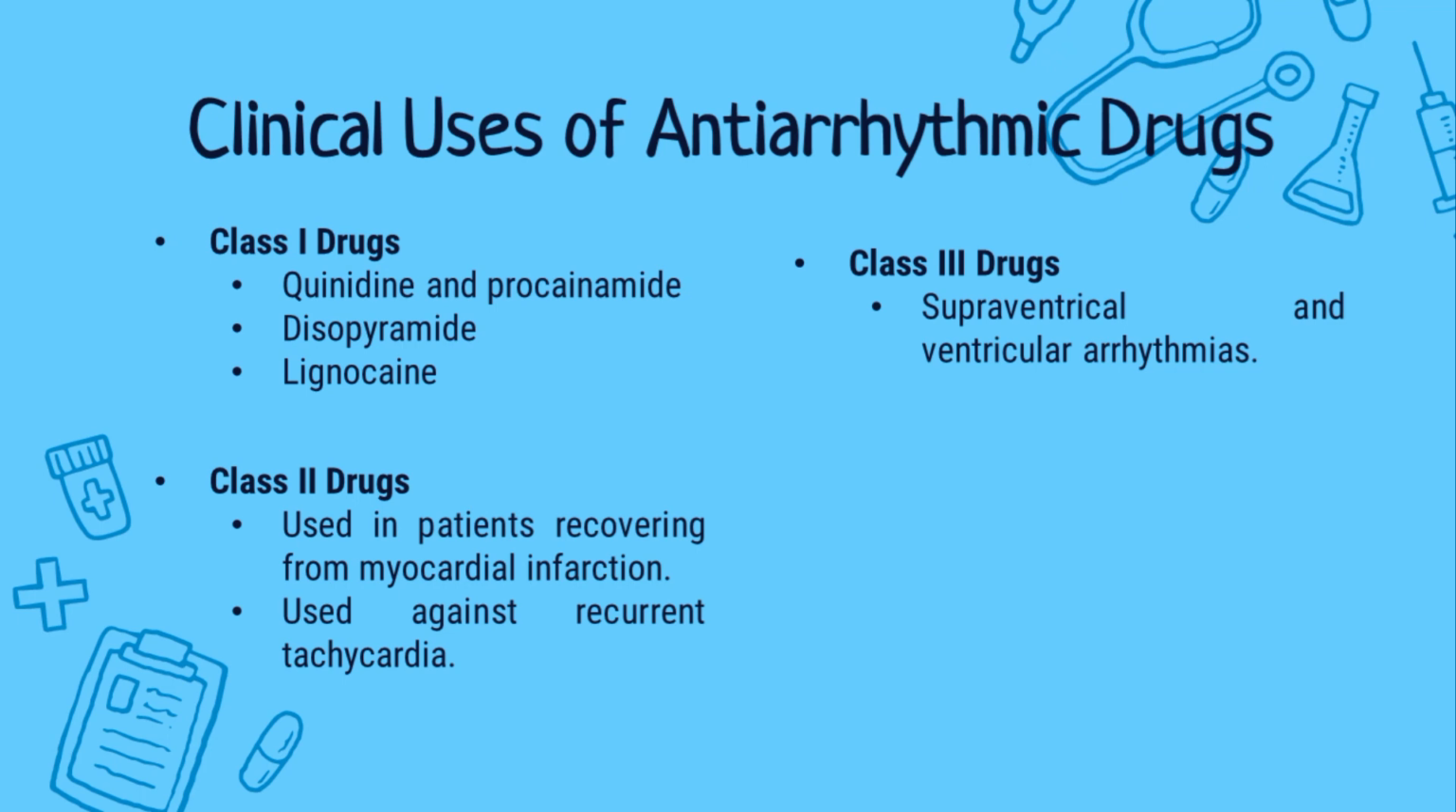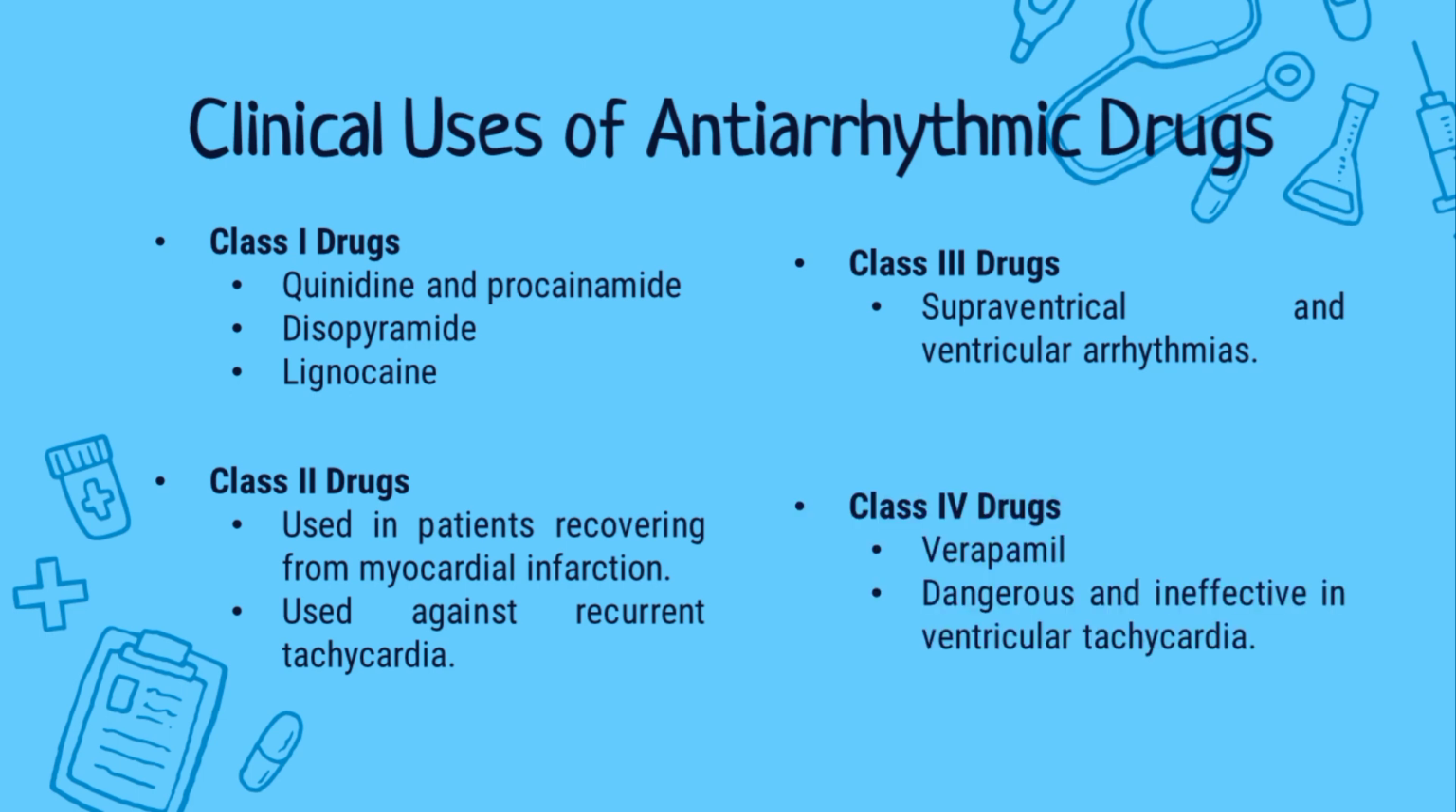Class 3 drugs. These drugs are useful in supraventricular and ventricular arrhythmias. And for class 4 drugs is verapamil. It is used to prevent recurrence of supraventricular tachycardia and to reduce ventricular rate in patients with atrial fibrillation. These drugs are dangerous and ineffective in ventricular arrhythmias.